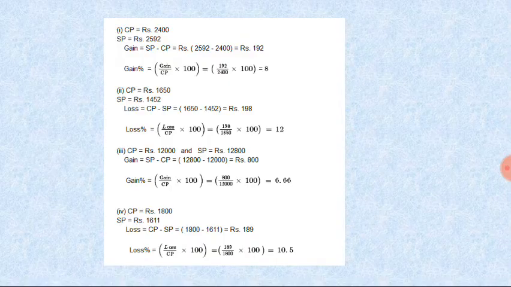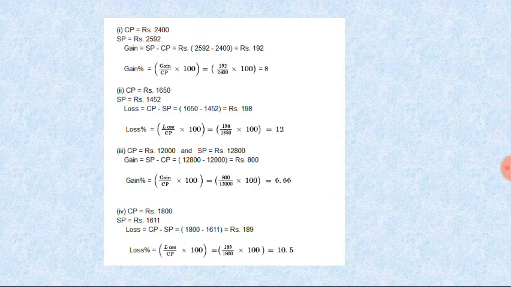Next one, cost price is equal to 12,000. Selling price is equal to 12,800. Gain is equal to SP minus CP. So 12,800 minus 12,000. So we get a value rupees 800. Gain by CP into 100. 800 divided by 12,000. 0 cancel. So we get a value 6.66.